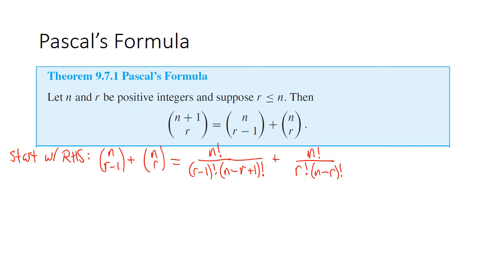Okay, what I'm going to do now is a little bit strange, but I'm going to multiply the top and the bottom of each of these fractions by a certain number. For the first one, I'm going to multiply by r over r. And then I'm going to move the plus 1 to be right there, just rearranging the addition. And then the other one I'm going to multiply by n plus 1 minus r over n plus 1 minus r.